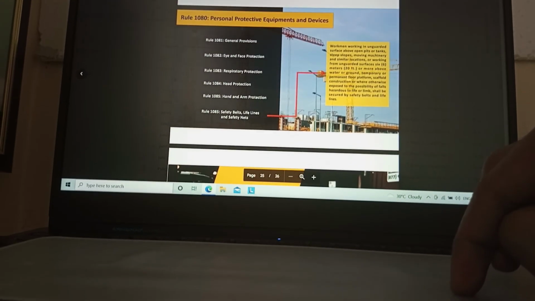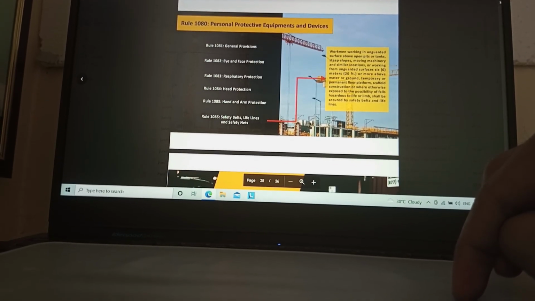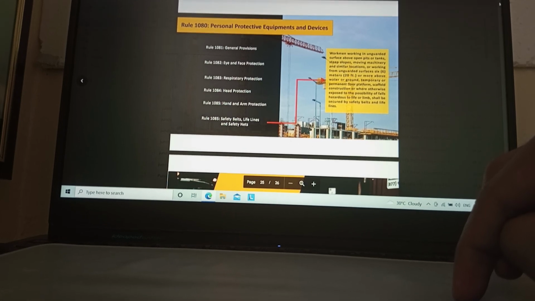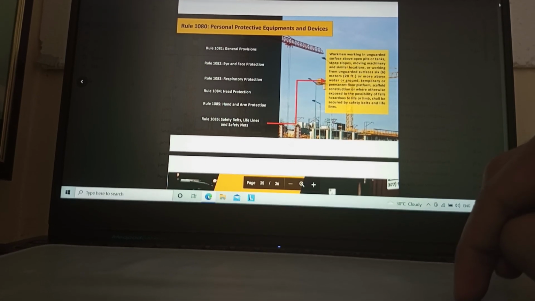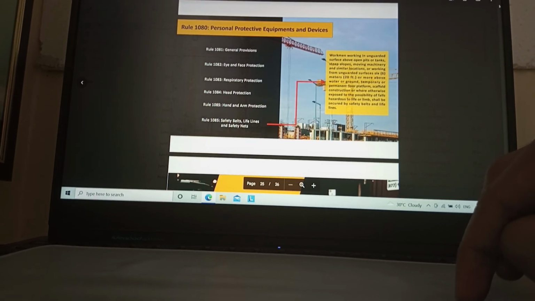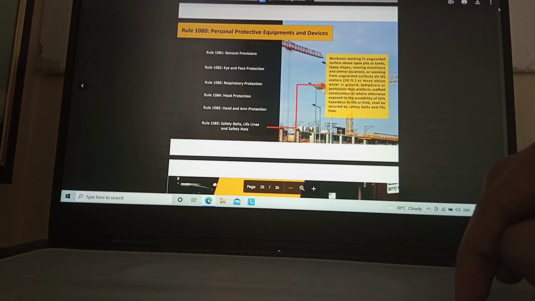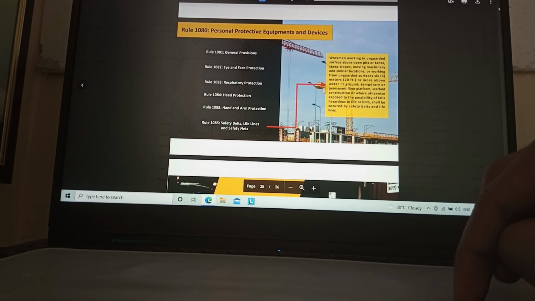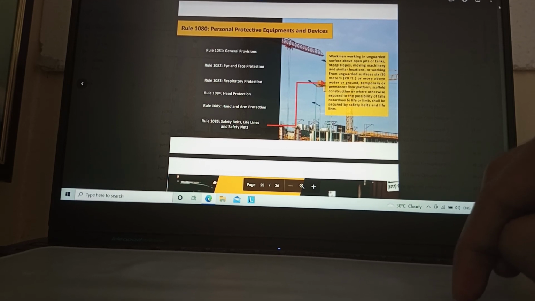Safety belts, life lines and safety nets. Rule 1085. Workmen working on unguarded surfaces above open pits or tanks, steep slopes, moving machinery or similar locations, or working from an unguarded surface 6 feet or 20 meters, 20 feet.